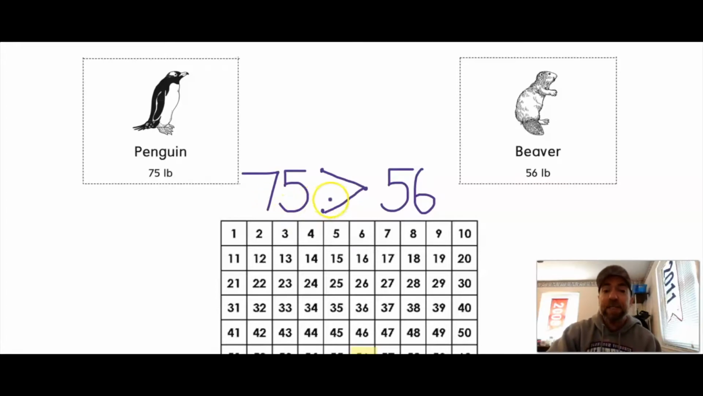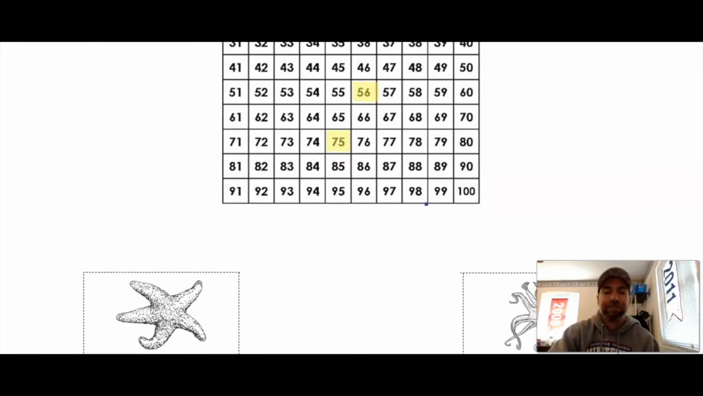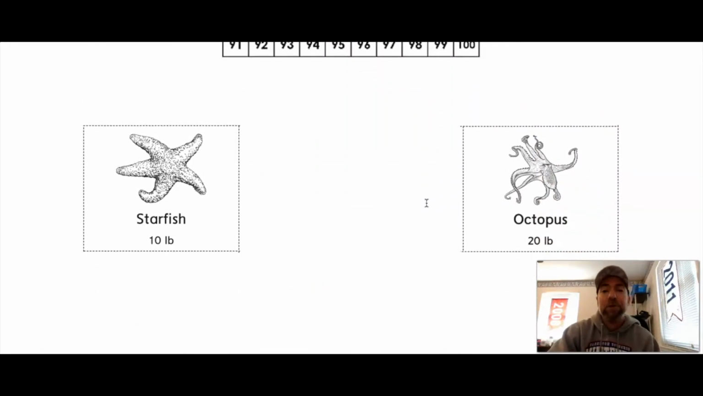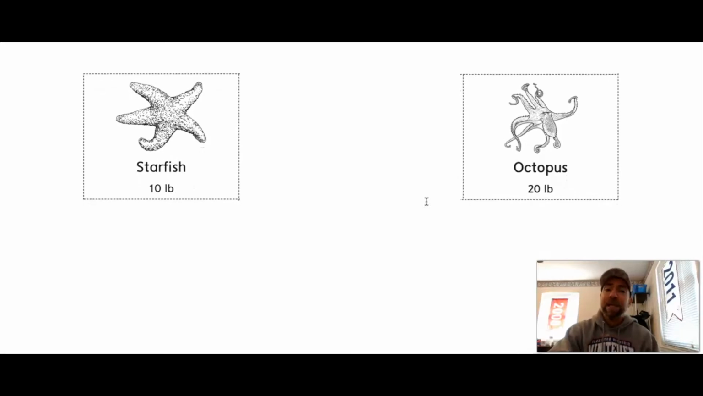75 is greater than 56. So which animal is bigger? The penguin. Let's try another. Here we have 2 more animals. Now, I might not always need my number grid because I have what's called number sense in my mind. And we kind of know sometimes we can figure it out.